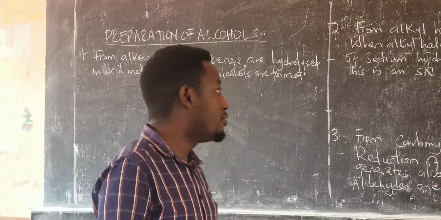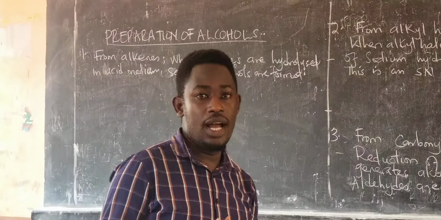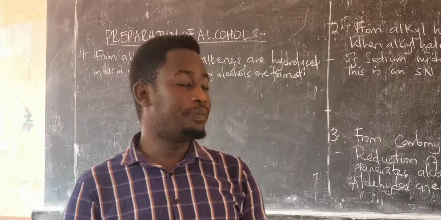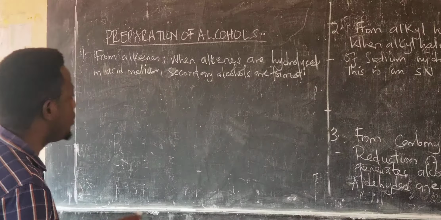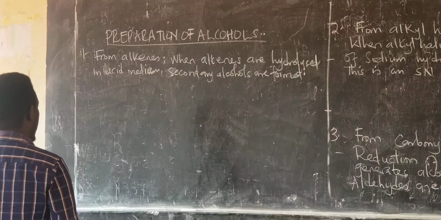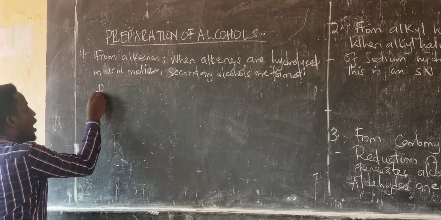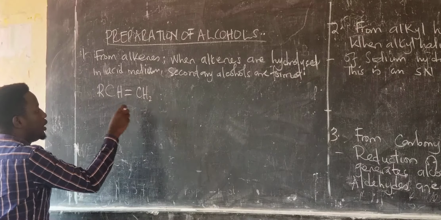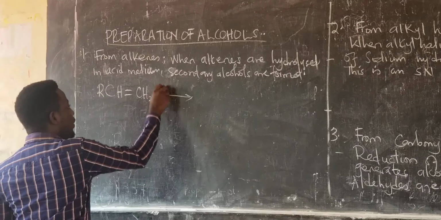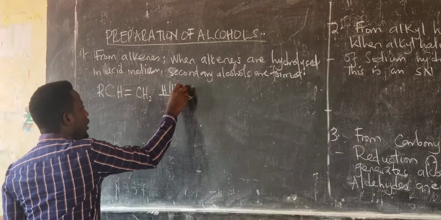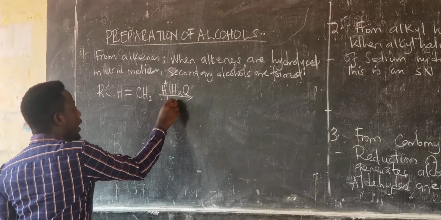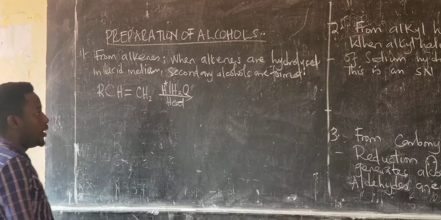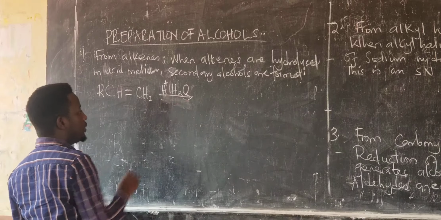When you have alkenes, you can hydrolyze them in the acidic medium to form secondary alcohols. For example, if you have RCH double bond CH2, this one you can hydrolyze in presence of what? In presence of water. And then you do what? You heat? No, you don't have to heat here.